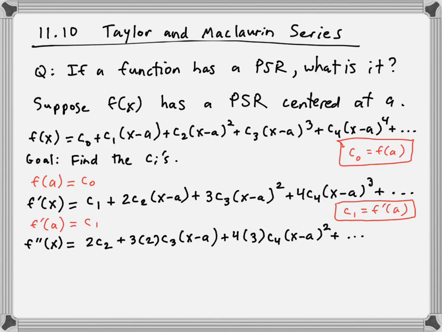So if we plug in x equals a into this, let's see what we get. This time we don't get c2 directly, we just end up with 2c2. So what does c2 equal if we solve for c2 in that relationship? We get f double prime of a divided by 2.